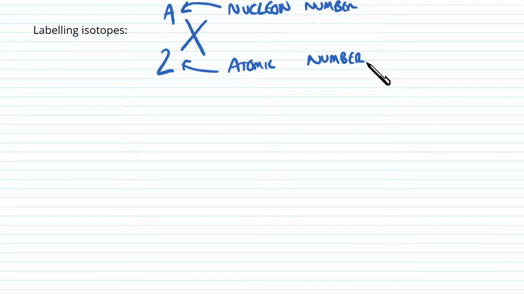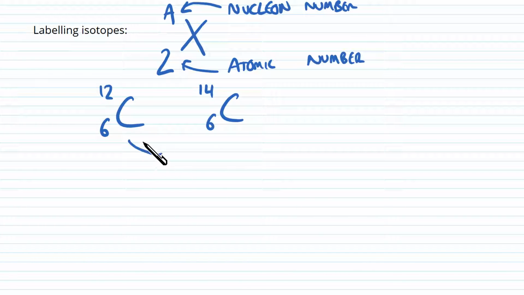So let's do an example of this. There are two very common types of carbon. There's carbon-12 and there's carbon-14. This means that both have 6 protons in the nucleus, but a different number of nucleons.